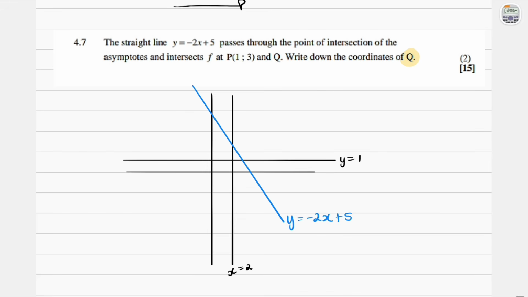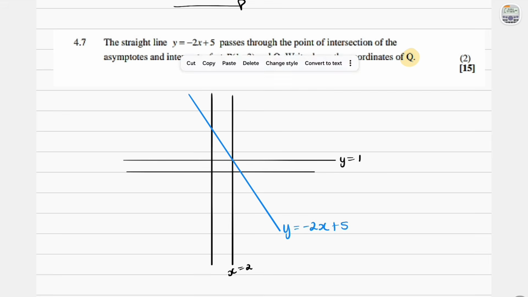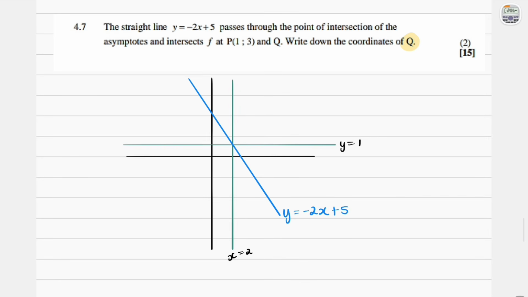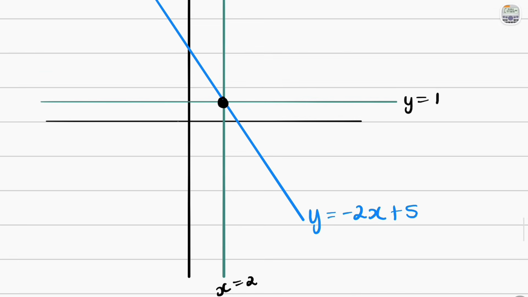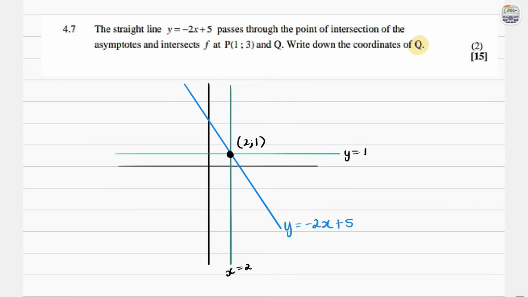And it passes through the point of intersection of the asymptotes. Okay, so this passes this. I noticed that I was putting it in the wrong place. So it passes the point of intersection of the asymptotes. I should have changed the color of the asymptotes so I can clearly see them. It's this and that. So it passes through the point of intersection of the asymptotes, which means we know one point that it passes: 2 and 1. That's the point that it passes. And then it intersects F at P, which is 1 and 3.